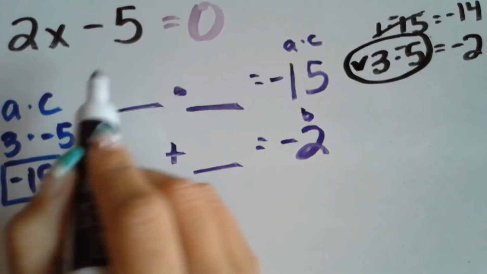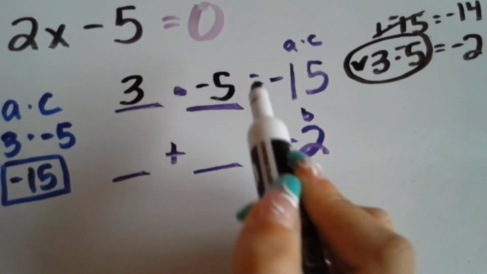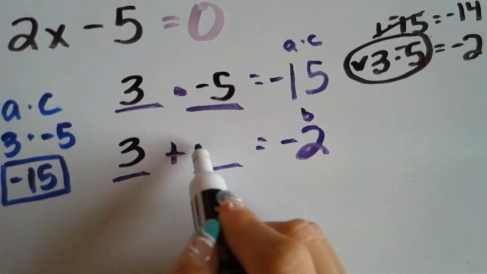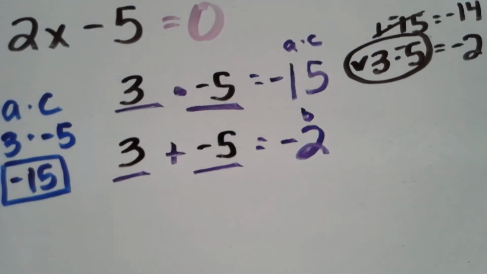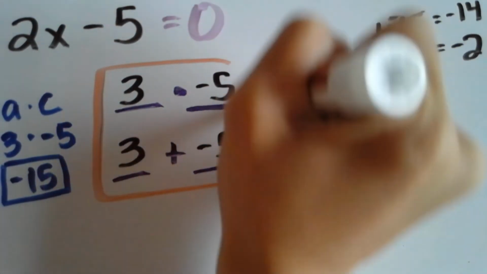So we're going to go ahead and fill in our blanks. So 3 times negative 5 is negative 15. And 3 plus negative 5 gives us a negative 2. Perfect. Those two numbers work. Now let's go ahead and get into factor by grouping, because remember that these two numbers replace our B.